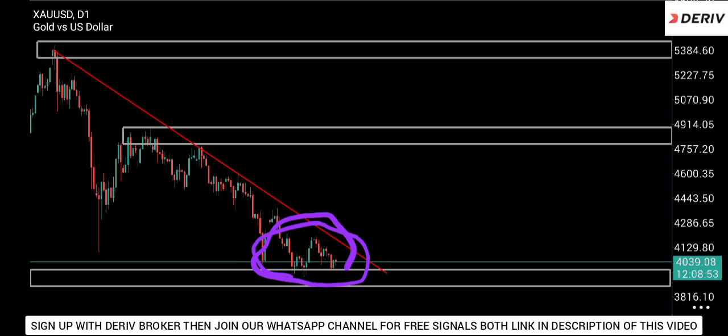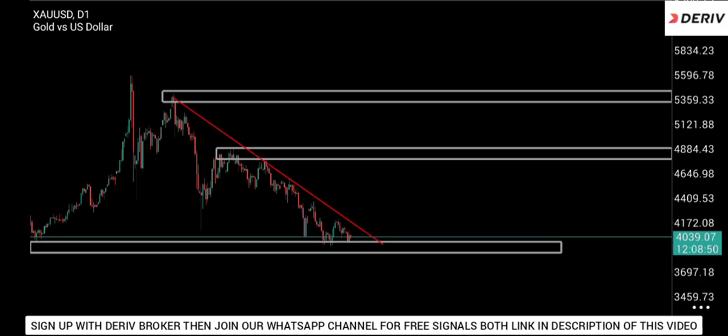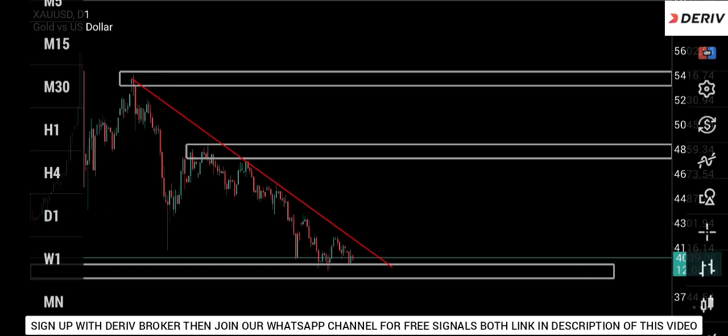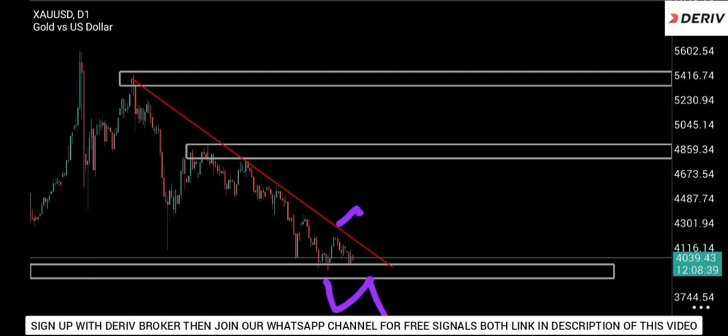We are waiting for what? For a breakout. We are waiting for gold to either break below and retest for a sell, or break above and retest for a buy. So we are waiting for gold to either break the diagonal resistance or the horizontal support. If gold breaks the diagonal resistance, then we are going for a buy. If gold breaks below the horizontal support, then we are going for a sell.